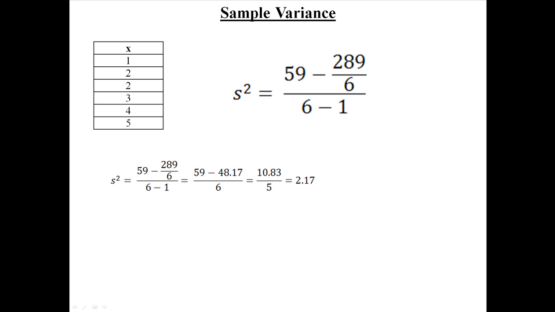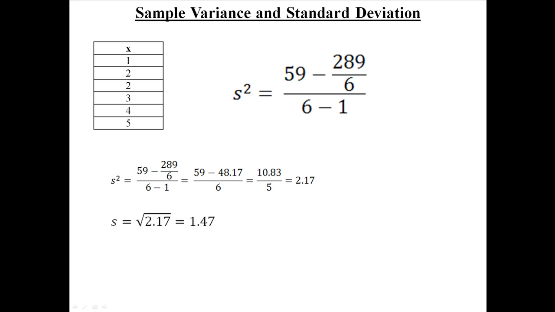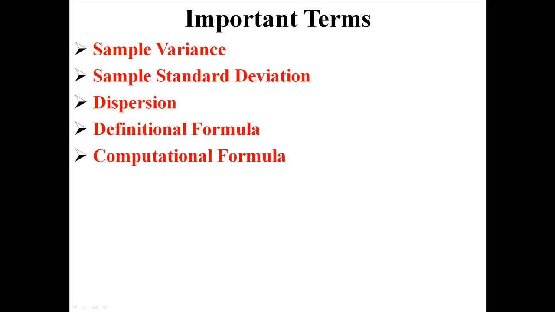We just complete that equation and find a variance of 2.17, which is the same as last time. And if we want to find the standard deviation, we just take the square root of that 2.17 to get a standard deviation of 1.47. And that's it. All in all, it's pretty similar to calculating the population variance, except now you're dividing by n minus 1 instead of n, and you're using some different letters.